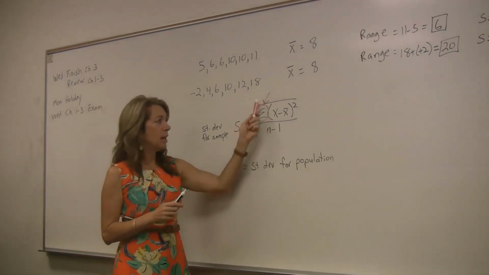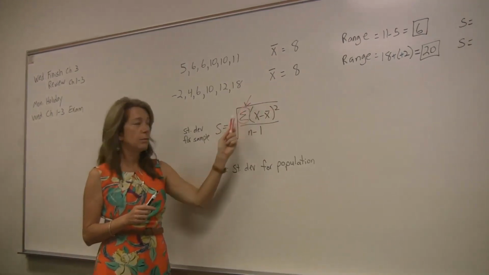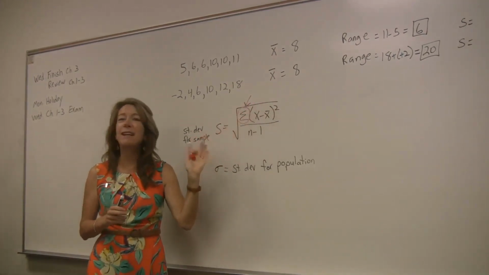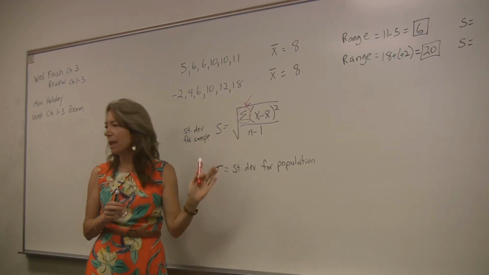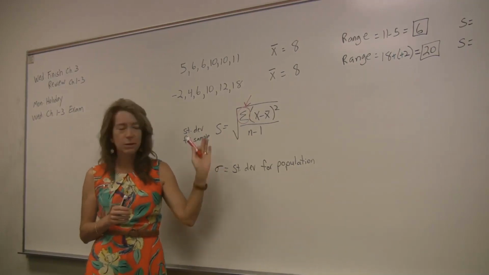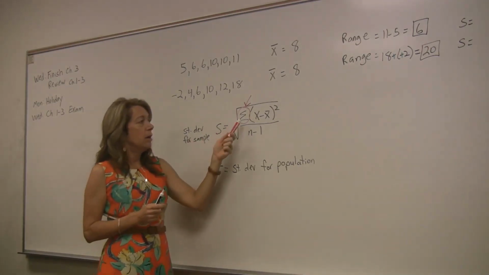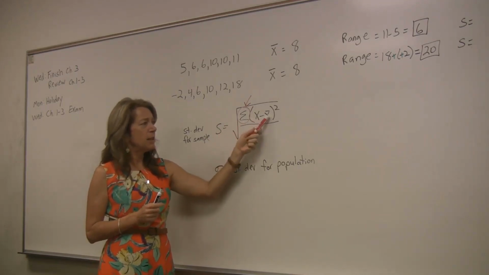What does this giant thing tell us to do? Square root. That's the very last thing we're going to do. At the very end, when we think we're done, we're going to take a square root of something. So we'll ignore that for now. What is happening inside these parentheses?